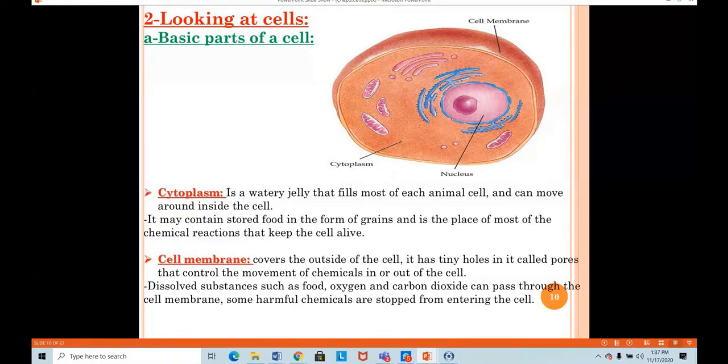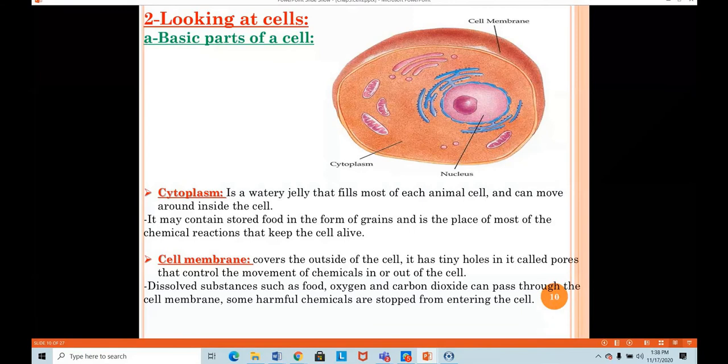Alright, so dissolved substances such as food, oxygen and carbon dioxide can pass through the cell membrane, and some harmful chemicals are stopped from entering the cell with the help of this cell membrane. So it has tiny pores, and whichever material can fit through those pores can only enter the cell, like oxygen, carbon dioxide and also small food molecules. All of them can enter the cell, and certain harmful chemicals are stopped from entering the cell. Not everything can enter the cell because it is semi-permeable. It allows only certain things to enter and leave the cell.